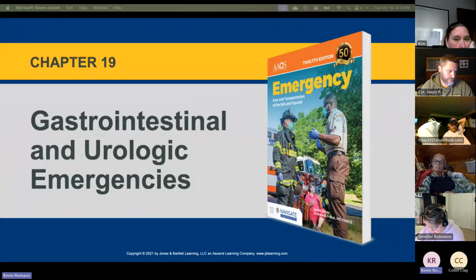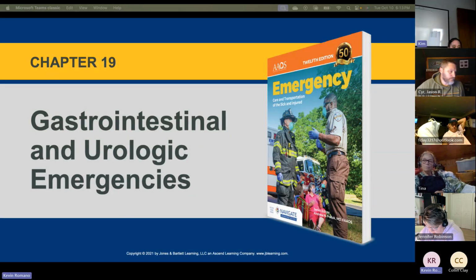All right, so we're going to talk about gastrointestinal and urologic emergencies. One of the things we deal with a lot is abdominal pain. We get that quite often, especially around this area where I'm at currently. I mean, we do a lot of abdominal pain issues. My stomach's bothering me, my stomach hurts. And that could be an array of different things. There's so many different things.